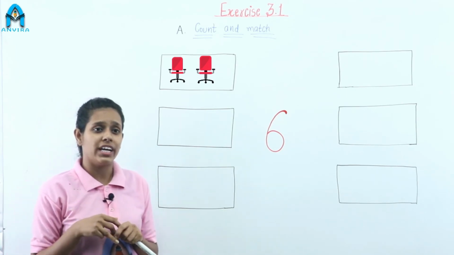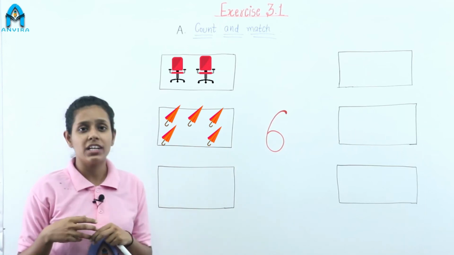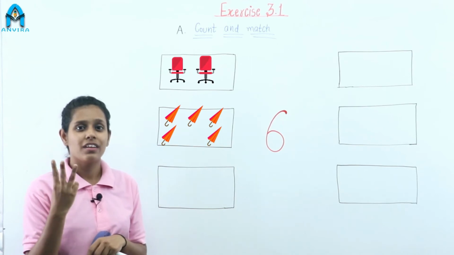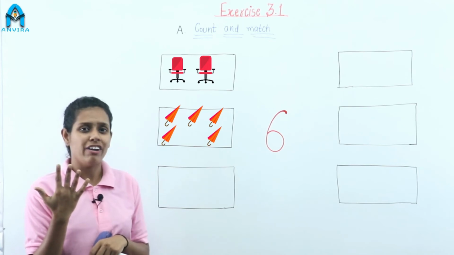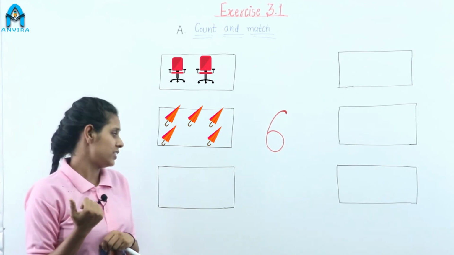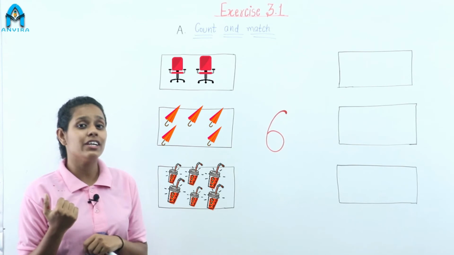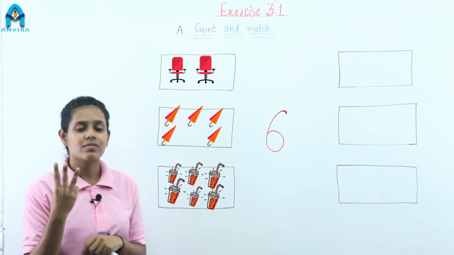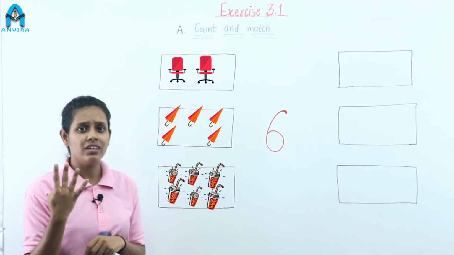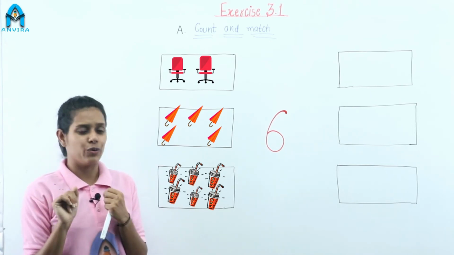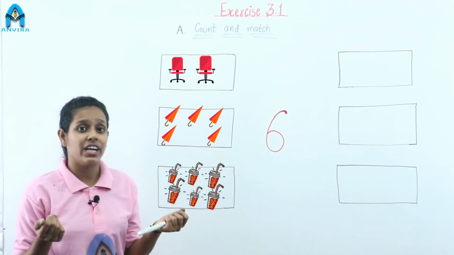Now, look at the next objects. Umbrellas. How many umbrellas? Let's count. 1, 2, 3, 4 and 5. 5 umbrellas. Now, let's go to the next object. What is this? Cold drinks. How many cold drinks? Let's count. 1, 2, 3, 4, 5 and 6. 6 cold drinks.